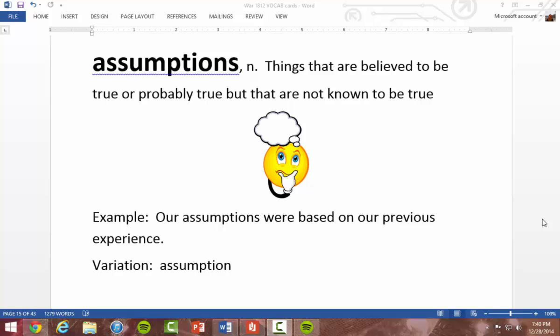For Lesson 4, we're going to start with our vocabulary. Our first vocabulary word is assumptions. This is a noun. Things that are believed to be true or probably true, but that are not known to be true. Example, our assumptions were based on our previous experience. And a variation of this word is assumption.